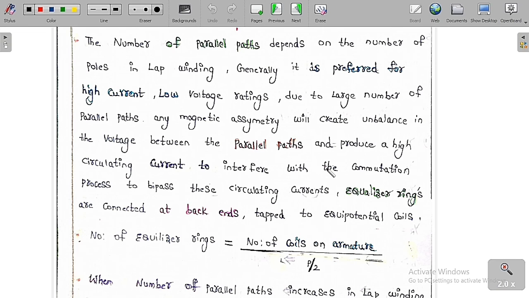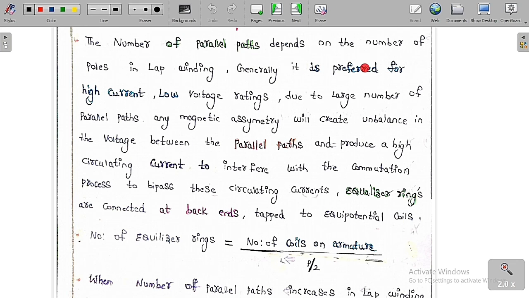Whenever there is an unbalanced voltage across the parallel paths, a huge amount of circulating currents is going to be present. Therefore, the commutation is going to fail. So we have to bypass these circulating currents with the help of equalizer rings. We connect these equalizer rings at the equipotential coils. The circulating currents can pass through these equalizer rings, and we can protect the windings from a huge amount of circulating currents. These are connected at the back end of the equipotential coils.